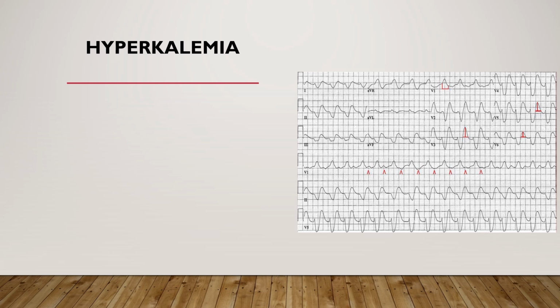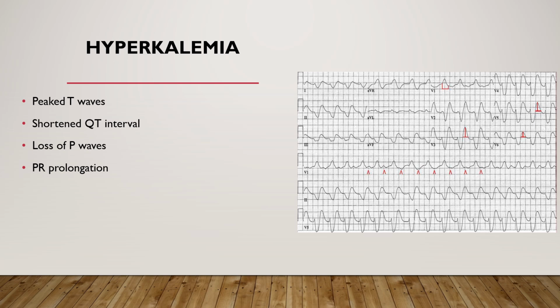So let's take again a look at some of the EKG findings of hyperkalemia. Peaked T waves, short QT interval, loss of P waves, PR prolongation and AV blocks, conduction abnormalities, QRS widening, and sine wave pattern, which is present on this 12-lead EKG.